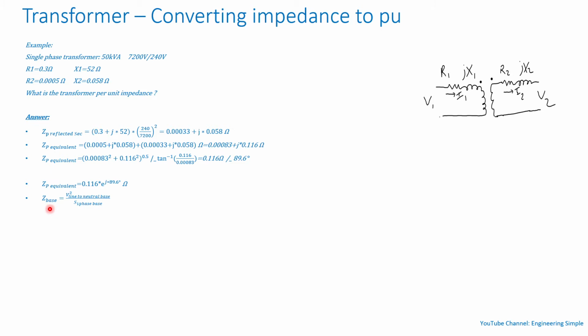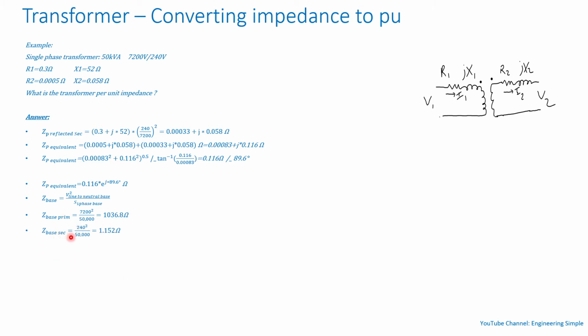Now, we know the base impedance is the square of the line to neutral voltage on the base divided by the apparent power of the base. So if I use my high side or primary side, the line to neutral voltage is 7,200 volts squared divided by 50 kVA or 50,000 VA. So the base impedance is 1,036.8 ohms. That's on the primary side.